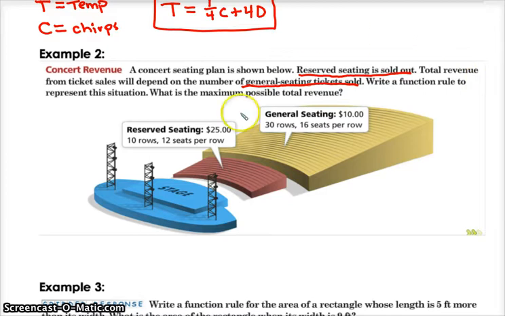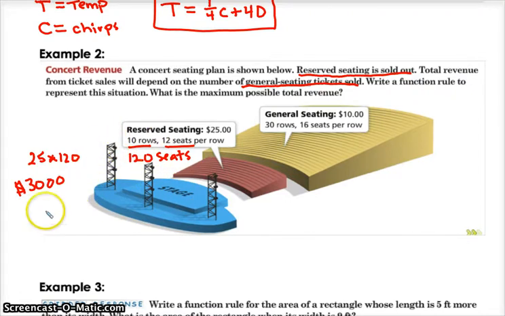All right. So since the reserved seating is already sold out, let's figure out how much revenue has been generated from that reserved seating. There are 10 rows and 12 seats per row for a total of 120 seats. Each ticket costs $25, so we can do 25 times 120, and we find out we've already sold $3,000 from the reserved seating. Okay, let's go ahead and identify our variables.